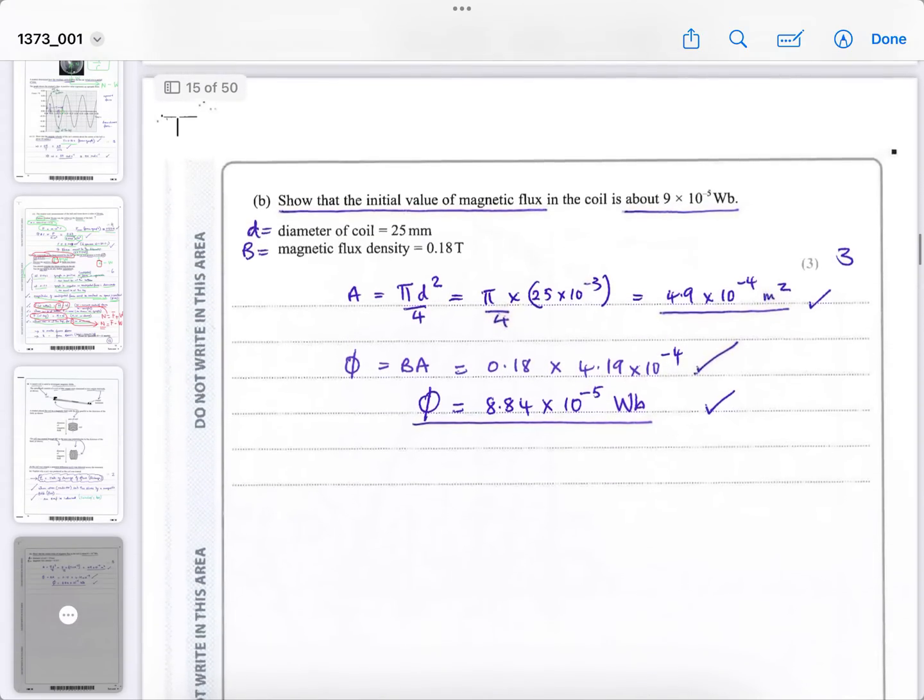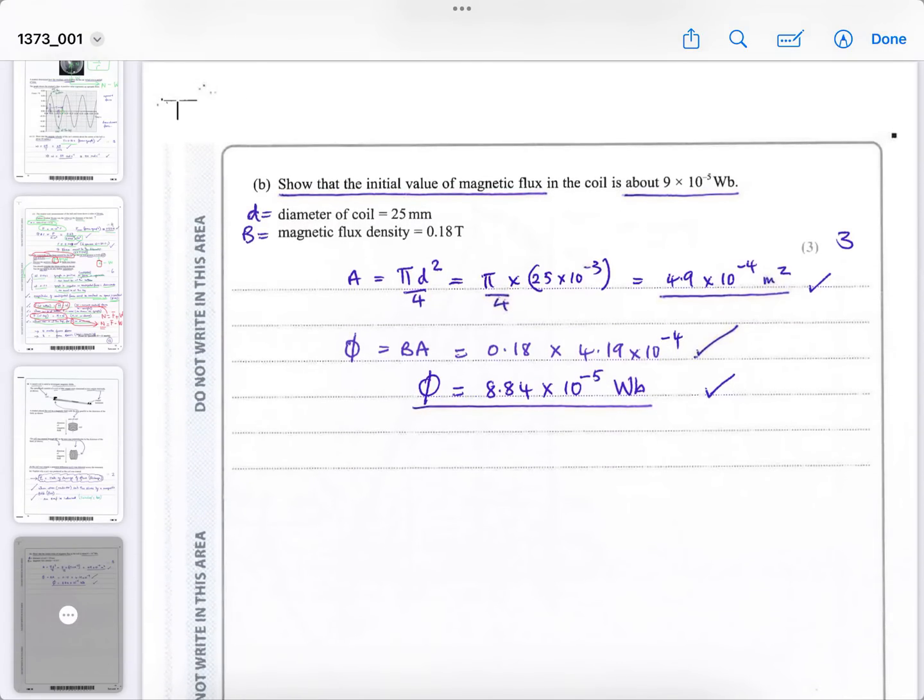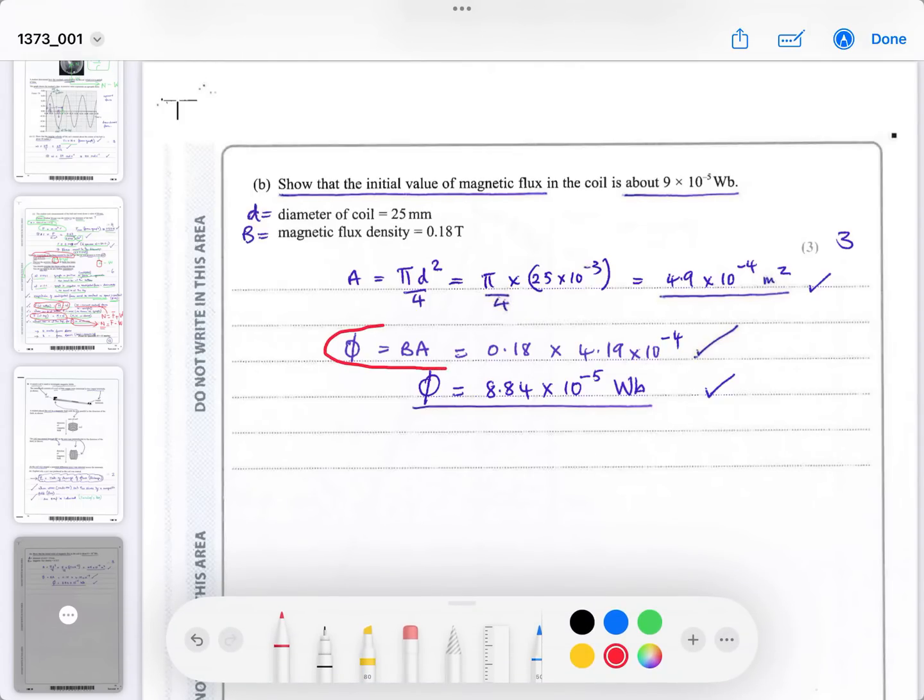It then says, show that the initial value of the magnetic flux in the coil is about 9 times 10 to the minus 5 Webers, yes? So that's phi in the equation I've shown you. So this is the equation you want to use. We need the magnetic flux density, which is given to us, and we need the area, which we can determine from the diameter of the coil. Okay, so this allows us to work it out.